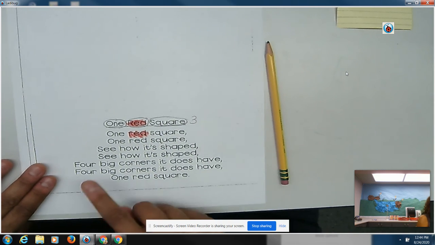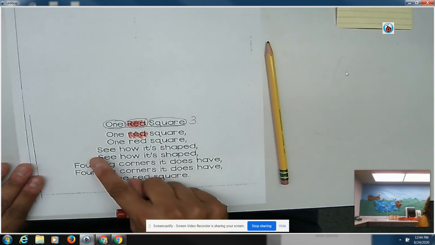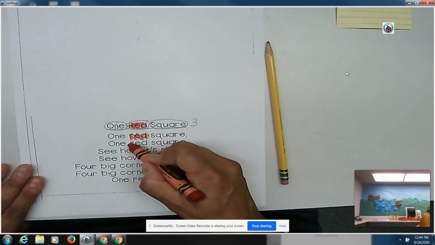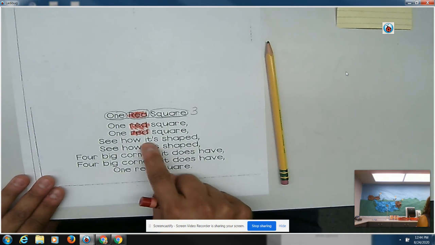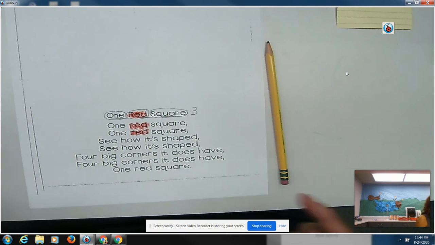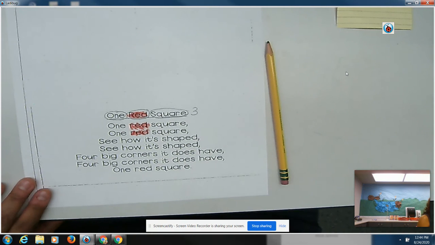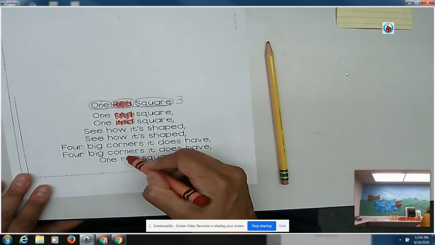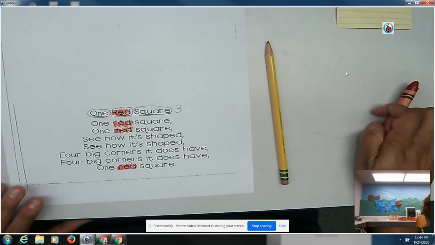If you want to pause the video because I'm going fast, you can go ahead and do that and catch up. One red square. Oh, it says red right there again. Red. We're going to color that in. See how it's shaped? That doesn't say red. Four big corners it does have. No red. One red square. So we're going to color in the word red. There we go. Okay, we're done with that part.